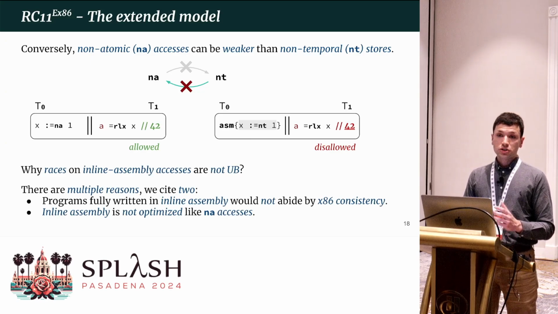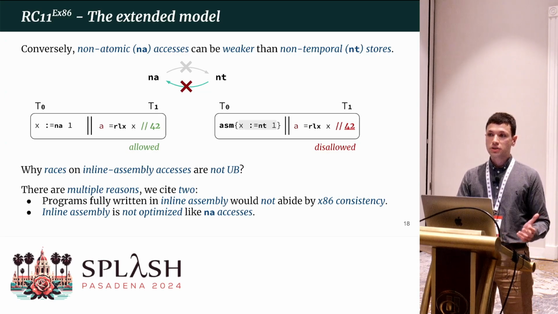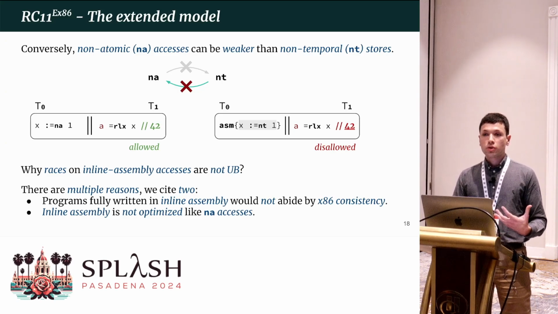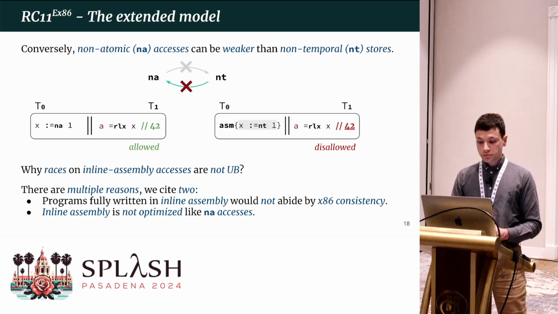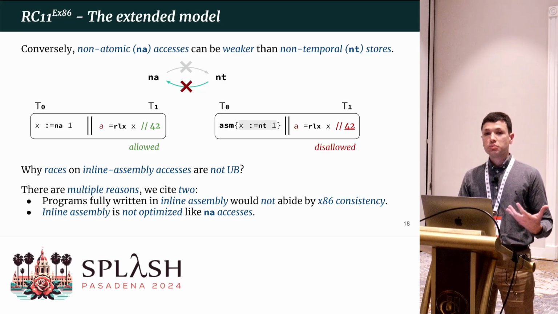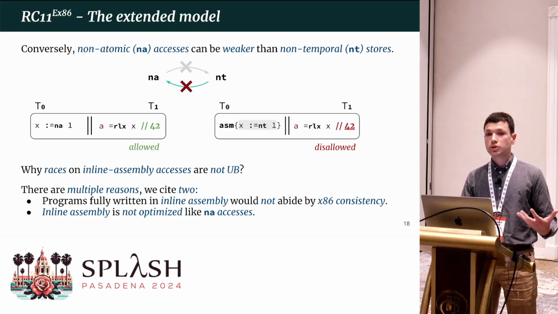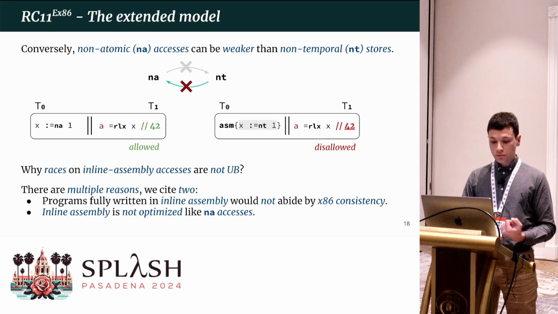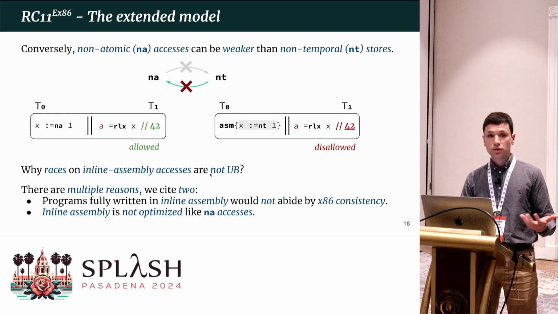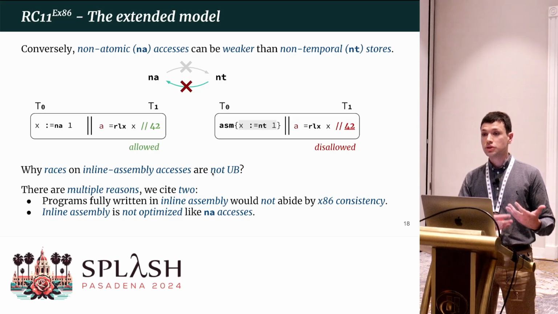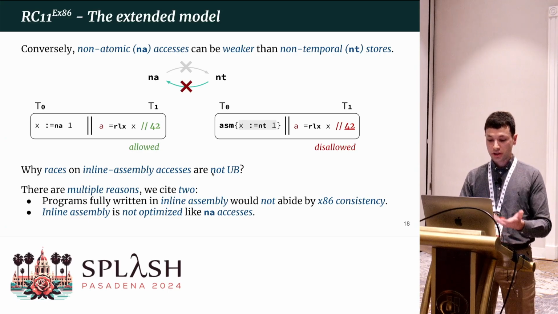There are many reasons, and here we cite only 2. One is that one of our design goals is to have programs fully written in inline assembly have x86 semantics. But if we made racy access to inline assembly UB, then we would not be able to have this property. And a second reason is just that inline assembly is not optimized like non-atomic access. So we don't need to introduce UB to justify the soundness of these optimizations, like in non-atomic access.